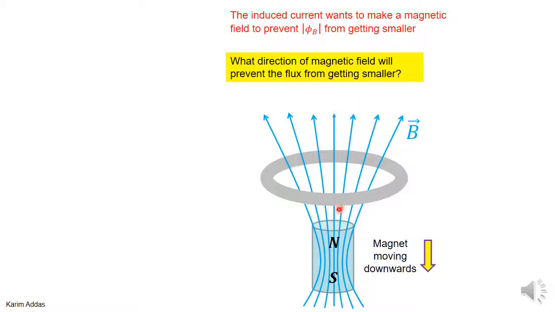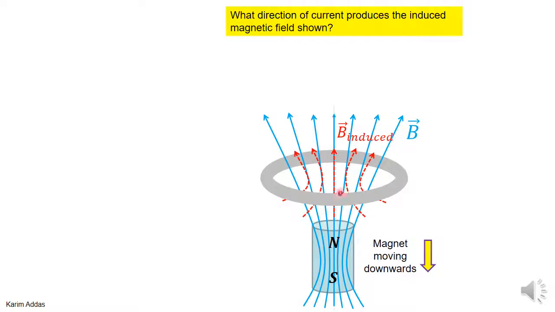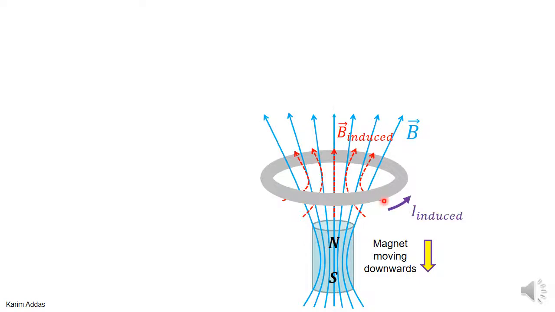Then you want to make a magnetic field in the same direction as the original one. So it's like that. That would be the induced magnetic field direction. So the question then is, what kind of current would produce this magnetic field? And using that right-hand rule that we mentioned, you can show that a current this way will produce this induced magnetic field. And so that will then be the direction of the induced current in the circuit.